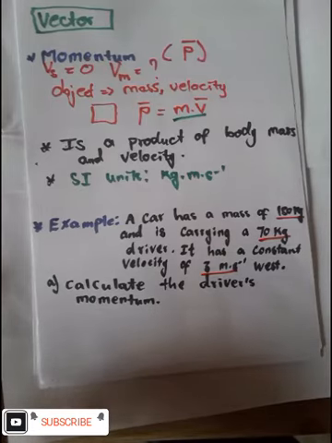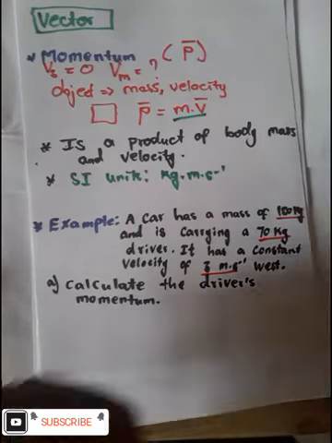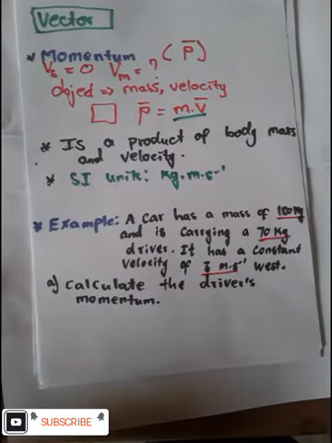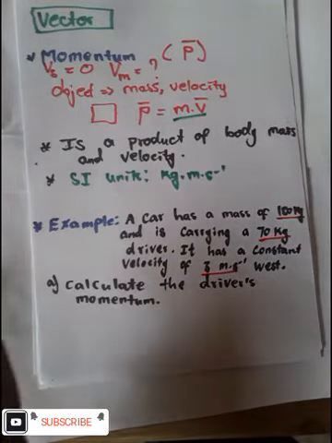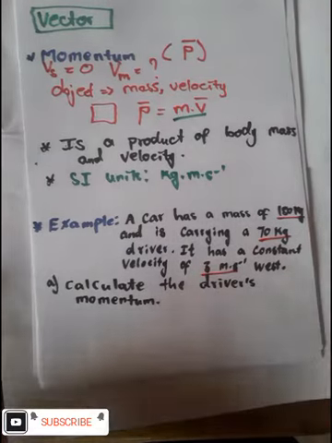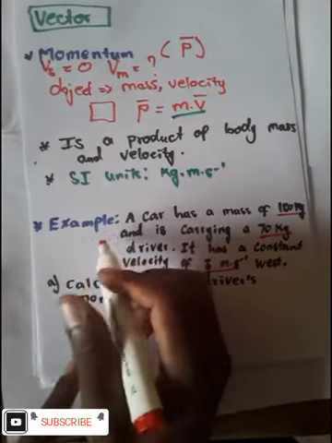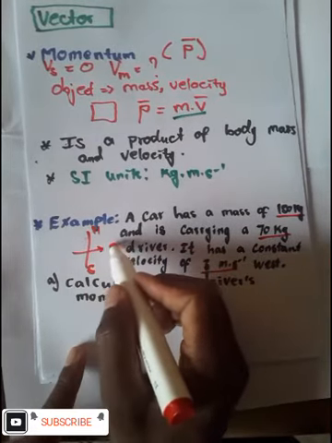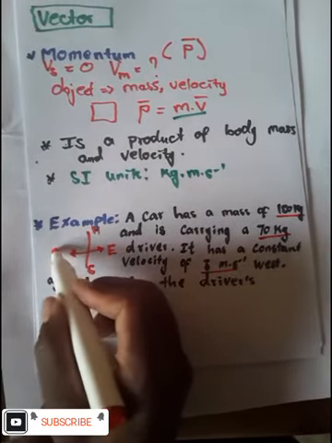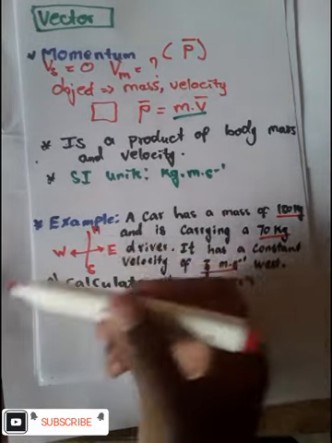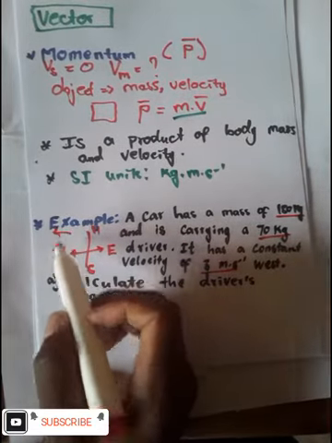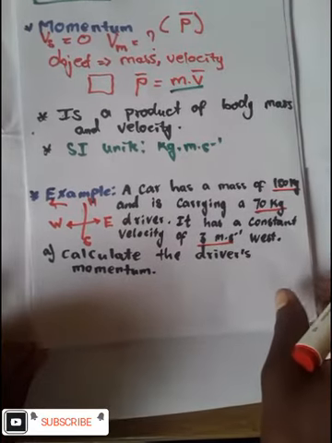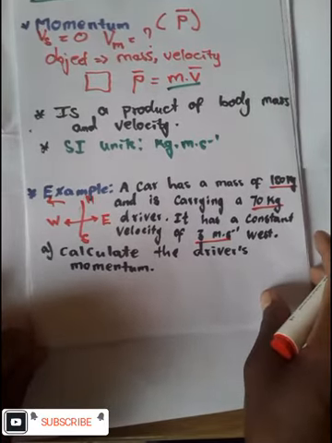So momentum, we said, is a vector, right? Since it's a vector, that means it's pointing to some direction. Here it's west. If we remember our compass, this is north, this is south, this is east, and this is west. So the car is going this way. This is the direction of the car. Then the first question says calculate the driver's momentum.